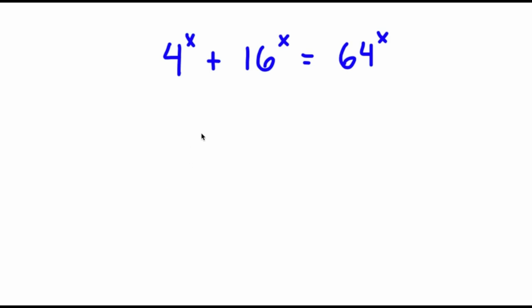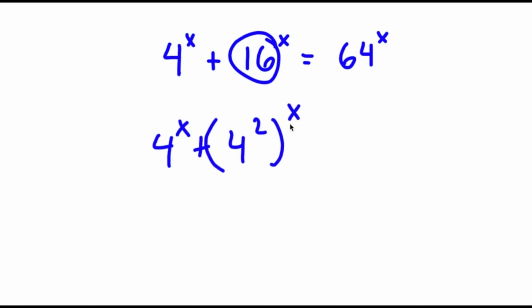Alright, so in this problem, I have 4 to the power of x plus 16 to the power of x is equal to 64 to the power of x. Now, 16, I can rewrite as 4 squared. So now I have 4 to the power of x plus 4 squared to the power of x. And now 64, I can rewrite as 4 to the power of 3.